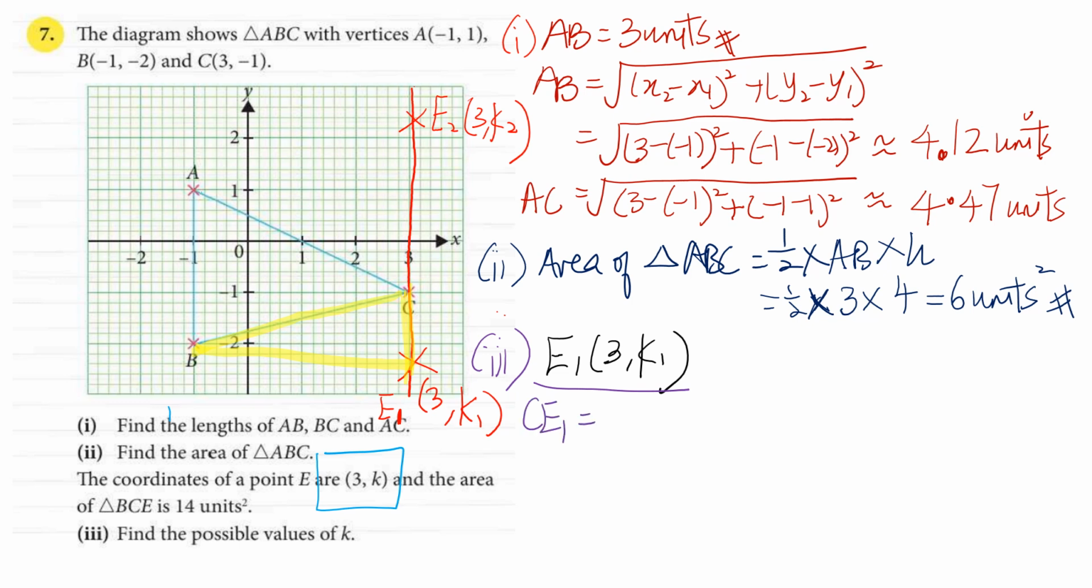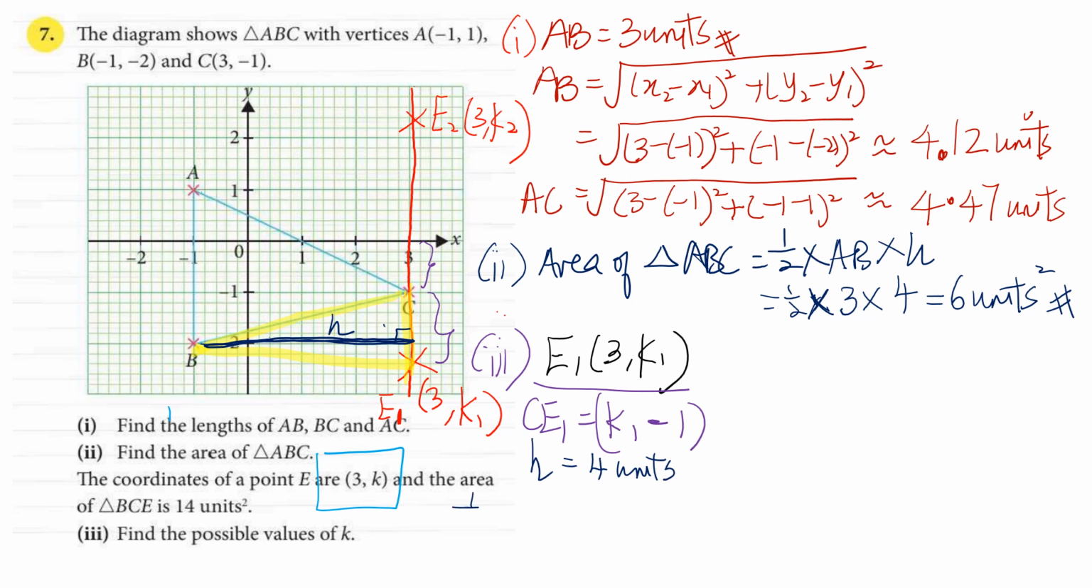So the base will be this part here, right? So it will be K1 minus here, which is 1 unit. Okay? And then the vertical height will be from here to here. That will be your vertical distance, right? So I'm going to call it H. So H will be how many units? 1, 2, 3 plus 1, 4 units.